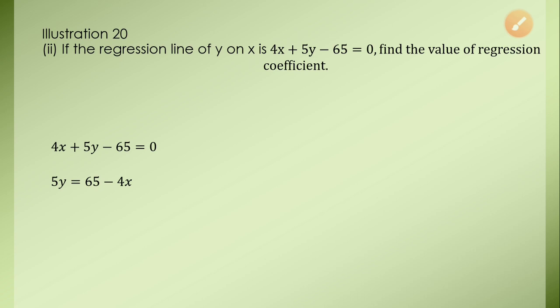If we want to make y the subject, we need to shift all the other variables and digits to the right hand side. As we shift 65, it will be positive, and 4x will be negative. So 5y is equal to 65 minus 4x. Then divide 65 minus 4x by 5, putting that 5 on both sides. So y is equal to 65 by 5 minus 4 by 5x, and 65 by 5 is 13, and minus 4 by 5 is 0.8.